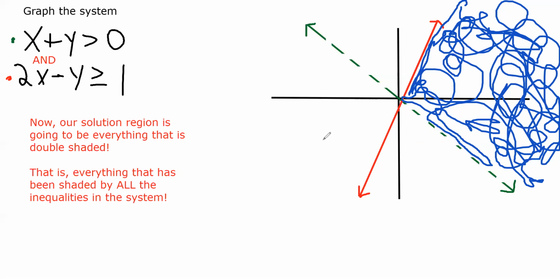So this is how we graph a system of linear inequalities. We're basically just graphing each linear inequality and looking at it one by one, because that's all we really can do at the end of the day.